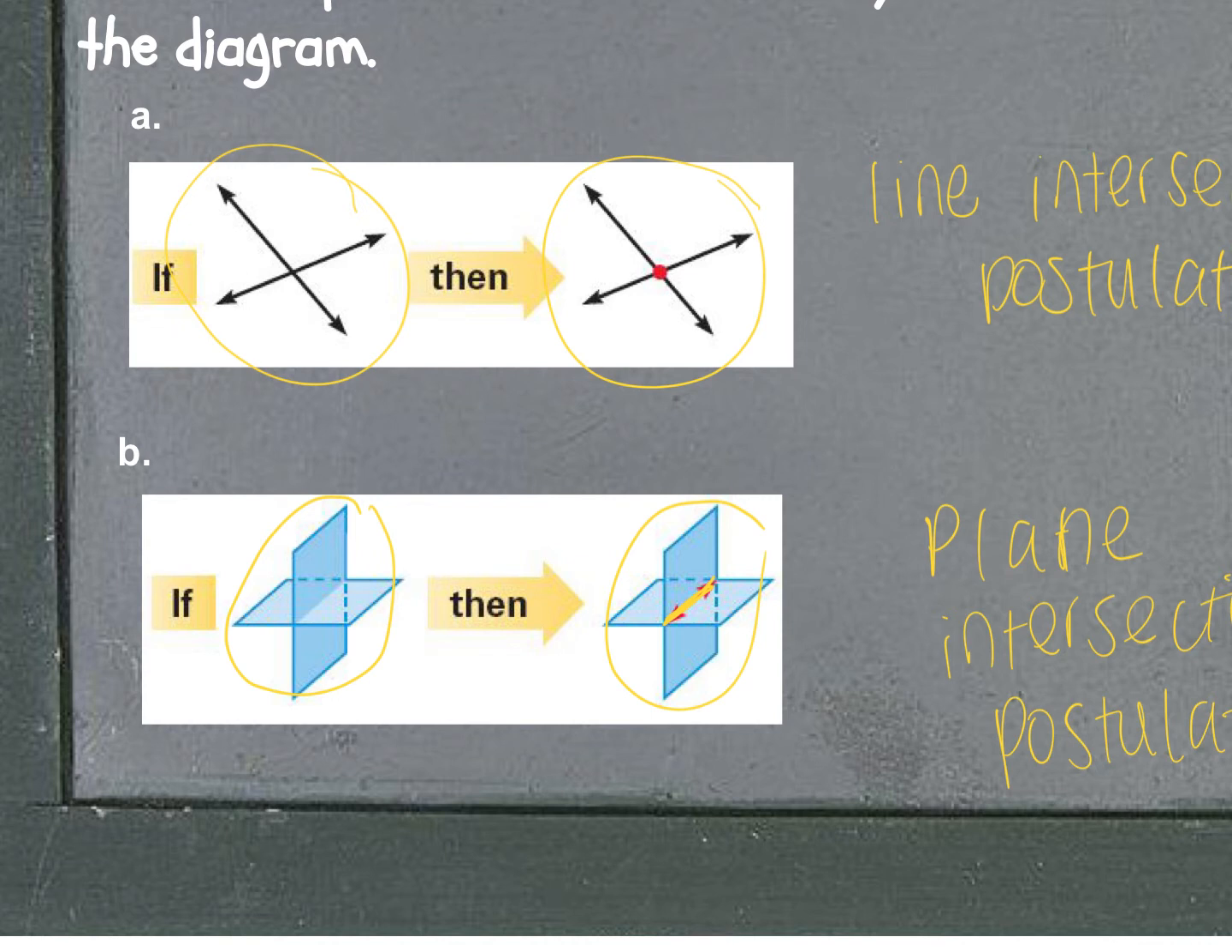Their intersection needs to be? What is their intersection here, guys? A line. It's a line. Two planes intersect to form what? A line. Two lines intersect to form a point.